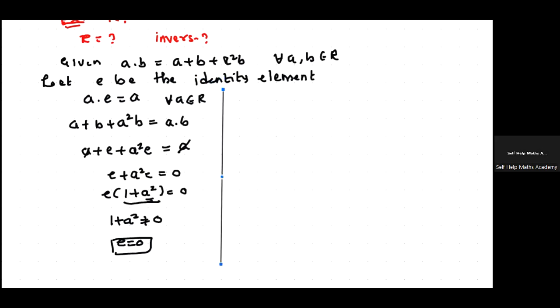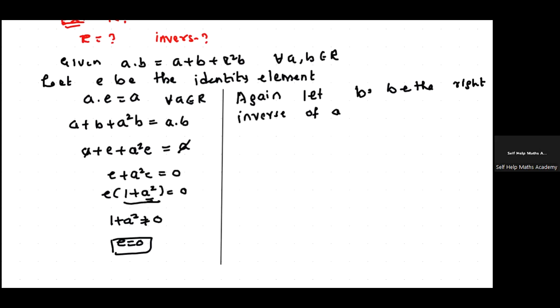Now let's see, in a similar way, we're going to find out the inverse element for this. I'm going to deal with the left inverse and the right inverse separately. So let's see how we actually go about the left and the right inverse. Now again, let B be the right inverse of A.